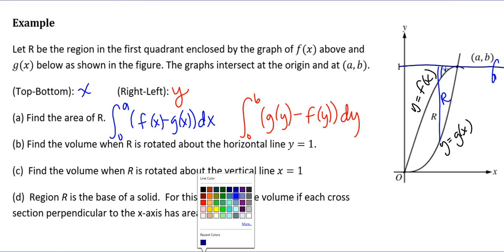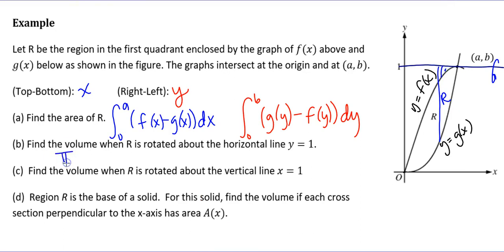All right, so in this case, we're going to go pi integral from x equals 0 to x equals a of capital R, which is top minus bottom, so that is 1 minus g of x squared minus little r squared. Again, top minus bottom, so 1 minus f of x, quantity squared, and then that whole thing dx.